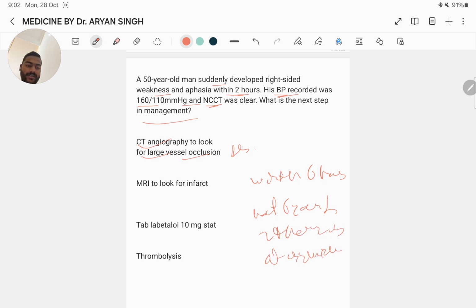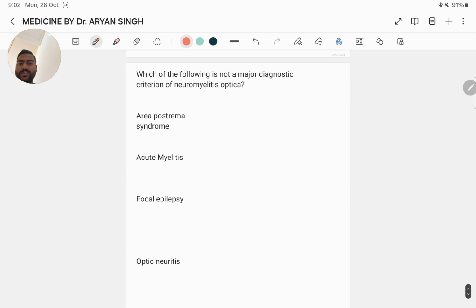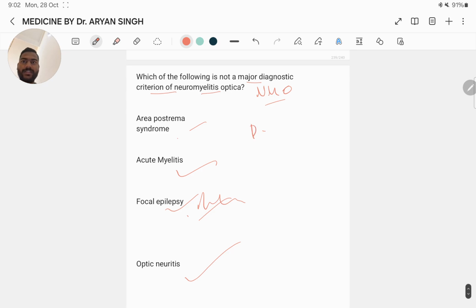Next question. Which of the following is not a major diagnostic criterion for neuromyelitis optica? Area postrema syndrome, acute myelitis, focal epilepsy, and optic neuritis. Focal epilepsy is not considered a major diagnostic criterion of neuromyelitis optica, NMO. Neuromyelitis optica is Devic's disease.